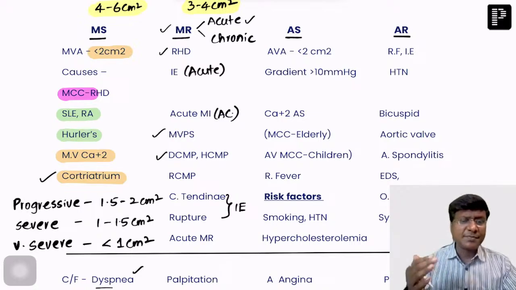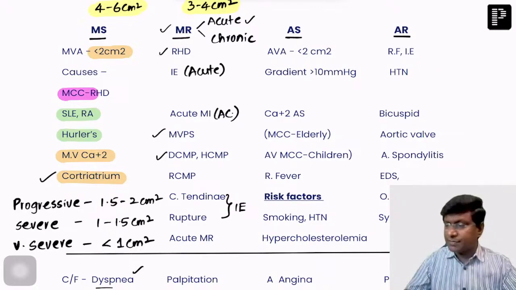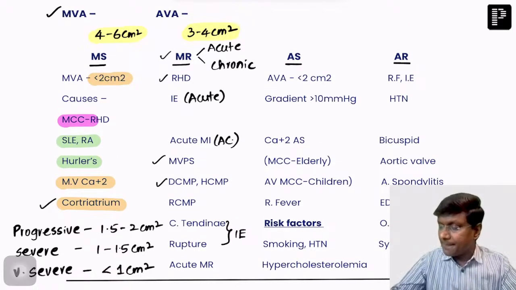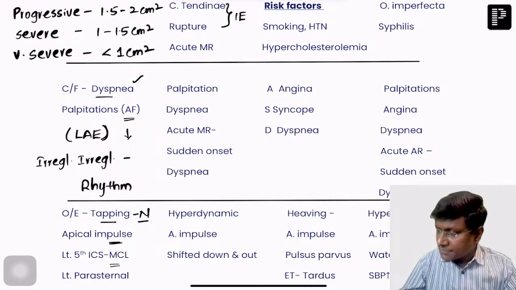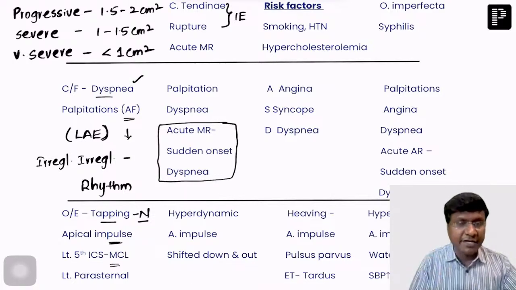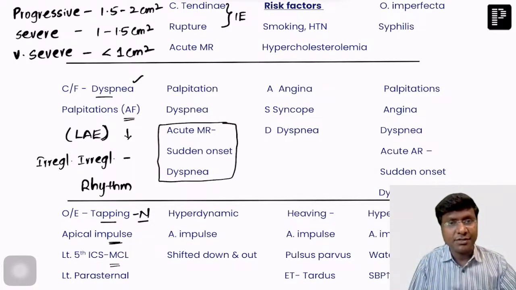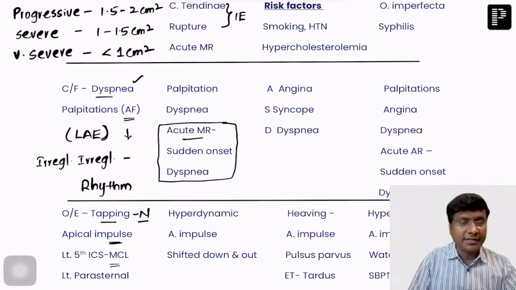Now, what is the difference between acute MR and chronic MR? Acute MR is a very important emergency, because acute MR patients present with sudden onset dyspnea. They abruptly increase the left atrial pressure because of massive regurgitation. Once left atrial pressure is abruptly increased, that will reflect back to pulmonary veins and pulmonary capillaries, causing pulmonary edema, and that will result in the sudden onset dyspnea.